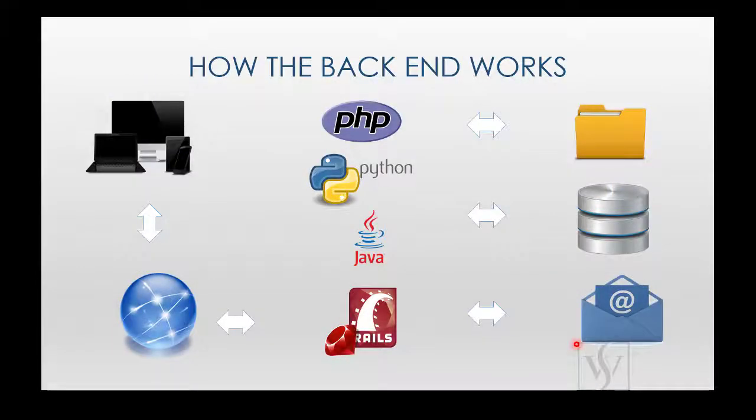Now, how all of this works in the back end, we're going to start from the user's end. They're going to be working on a computer, desktop, laptop, smartphone, or tablet, and those devices are going to communicate to the web server via a website or a web app, and that web server in turn is going to use a backend language like Ruby, Java, Python, or PHP to communicate with the respective end that it needs to, say, file system, database, or email server.